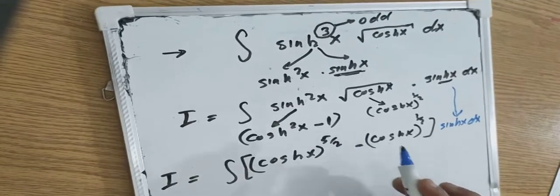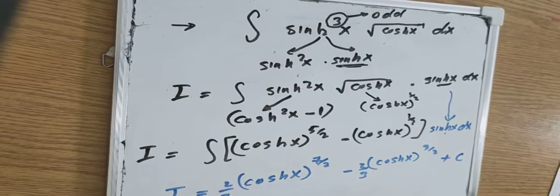Now we can apply the power rule, because it's a bracket cosine power 5 over 2, and the derivative of cosine is sine outside. So by adding 1 to the power, it will be 7 over 2, and multiplying by 2 over 7. And in the second term, we add 1 to the power, it will be 3 over 2, and we have here 2 over 3 plus c.